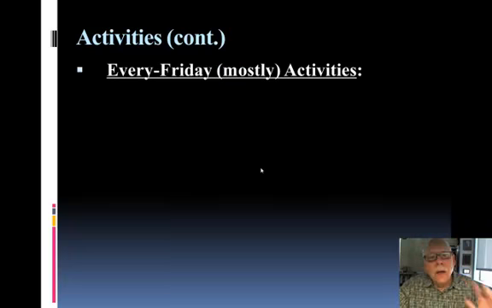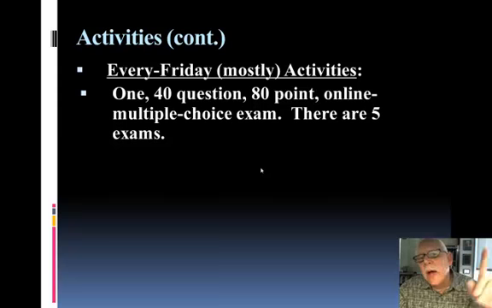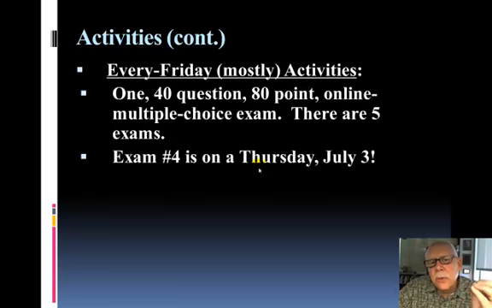Okay. Every Friday we have an exam, with one exception, and that's July 3rd when we do it on Thursday. Each exam is one 40-question, 80-point, so each item is worth 2 points, online multiple choice exam. There are 5 exams. Exam 1, 2, 3, and 5 are on Fridays. Exam 4, because we get into the July 4th weekend, is on that Thursday, July 3rd.